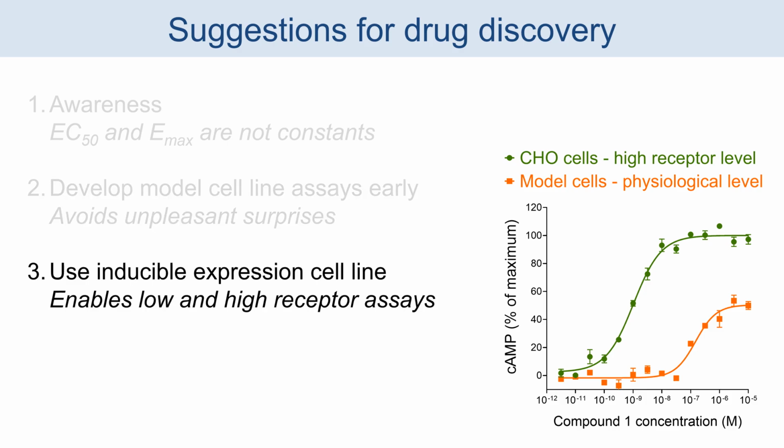Finally, the use of inducible expression cell lines is recommended. This is now as easy to do as making any other cell line, so there is no cost here. The standard method is the tetracycline inducible expression system. These systems allow the receptor level to be varied, which can be a powerful approach for quantifying agonist pharmacology for translational purposes.